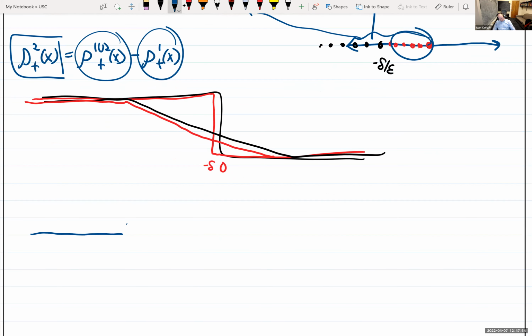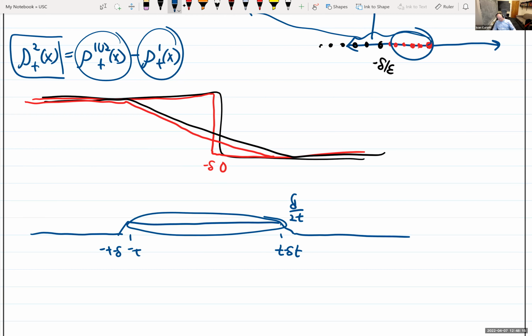And if I take the difference of the two, then basically there'll be a little bit of a change at the boundary, but it will basically be something that's constant. So this is like, I don't know, t minus delta, this is t, this is minus t, and this is minus t minus delta, and the height will be delta over 2t. So the difference is essentially uniform on the interval minus t to t.